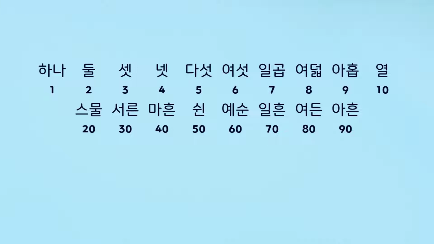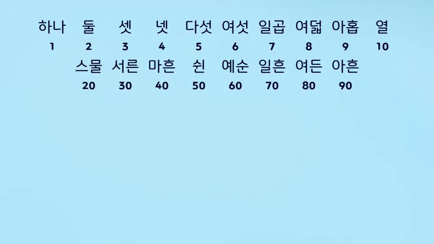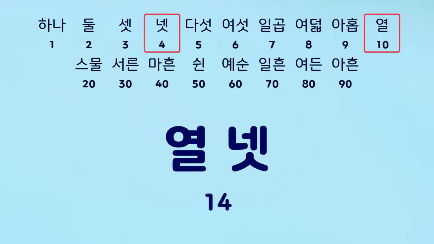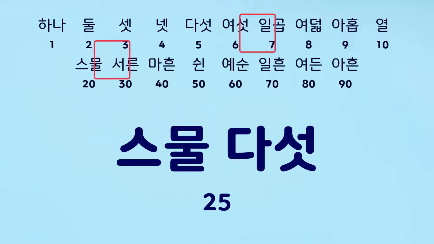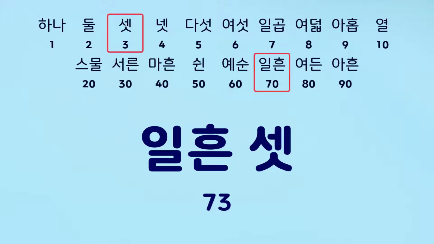Now, after that, to make any kind of double-digit number words, we simply combine the single-digit number words and double-digit number words that end in 0. So 14 is 열넷. 25 is 스물다섯. 48 is 마흔여덟. And 73 is 일흔셋.